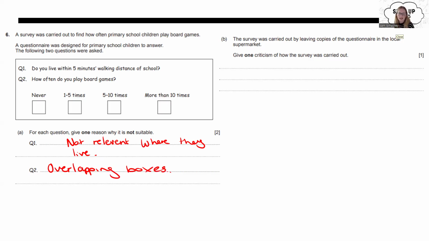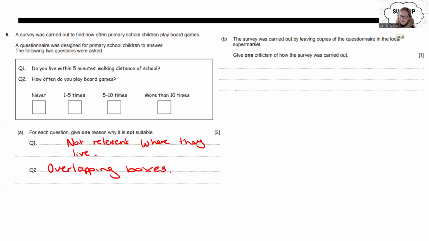Another one that tends to go is the fact that there was no timeline on this question. There should really be a timeline, like how often do you play board games in a week or in a month or so on. But because they haven't really mentioned anything, there's nothing really there to help us on this question. So the next thing that says, the survey carried out by leaving copies of questionnaires in a local supermarket. Give 1 criticism.